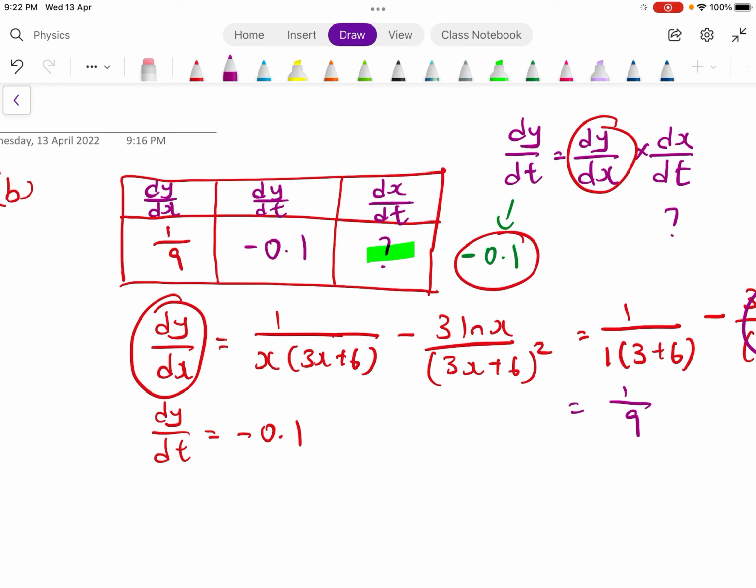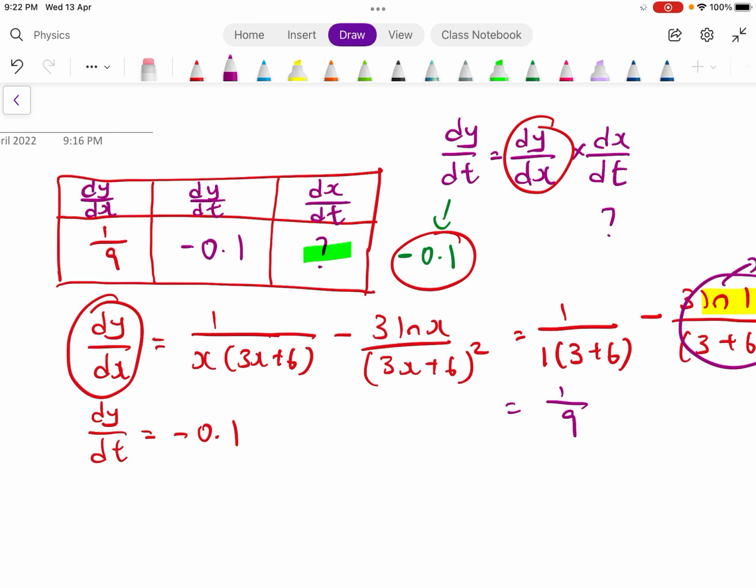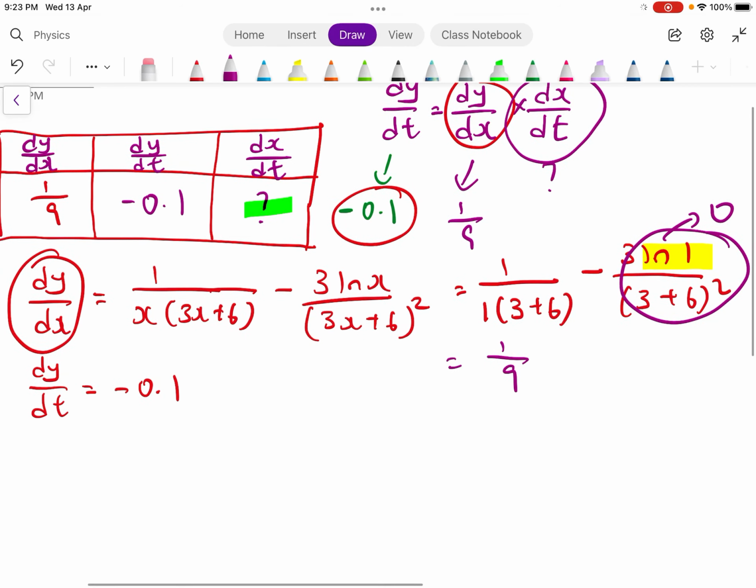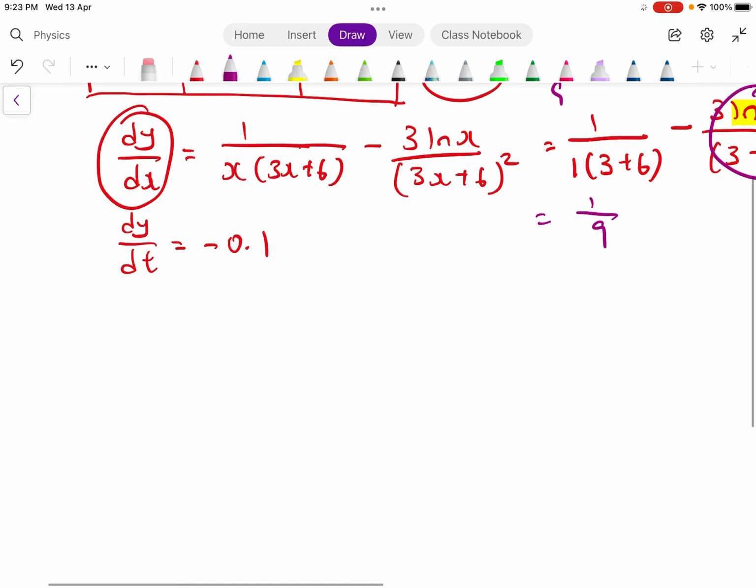Based on the chain rule that you see right here, can we find dx/dt? Definitely yes. You just need to do a bit of manipulation. In order to find dx/dt, you move your 1 over 9 to the left hand side. So negative 0.1 divided by 1 over 9. You should get negative 0.9. So your dx/dt right here equals negative 0.9, or 9 over 10 units per second.